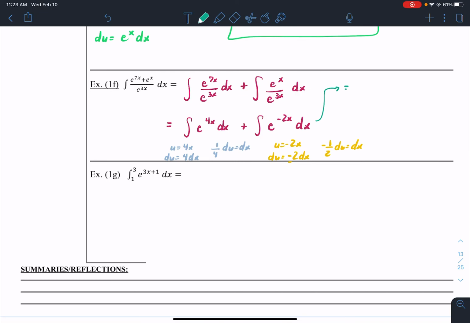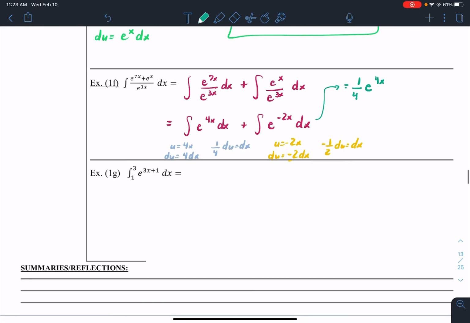So you are working with the integral of e to the u and another integral of e to the u. Well, those integrals are really easy. They're just e to the u, but you're going to have a 1/4 on this one. So that's going to be e to the 4x. And then you're going to have a negative 1/2. So I could do plus a negative, or I can just do minus, because it would be a negative 1/2 e to the negative 2x.